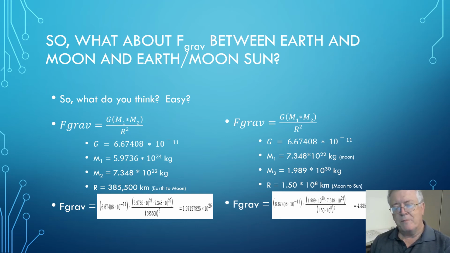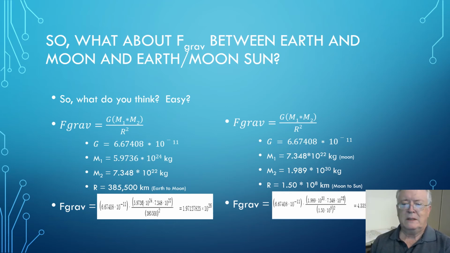Mass of the moon, 7.348 times 10 to the 22nd kilograms. That's what we used before. The mass of the sun, which is simply enormous, 1.989 times 10 to the 30th kilograms. And the distance between the moon and the sun, 1.5 times 10 to the 8th kilometers.